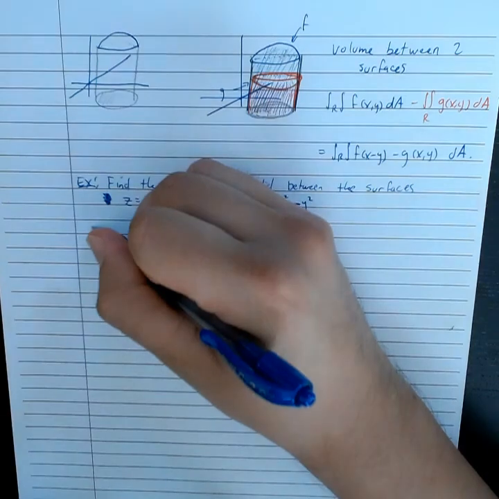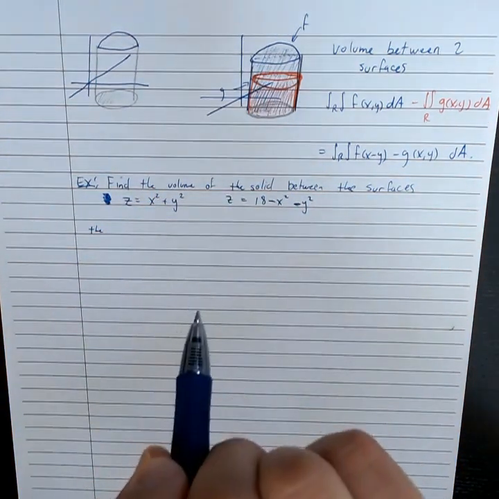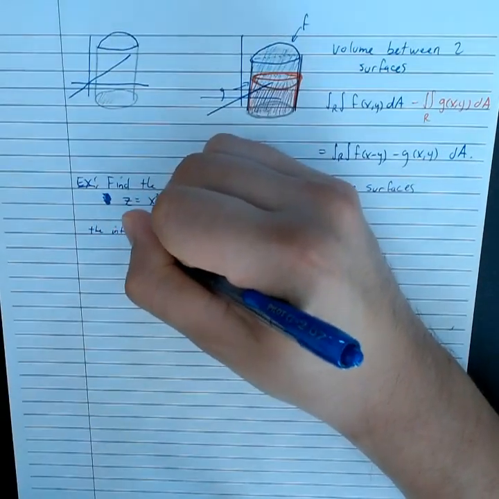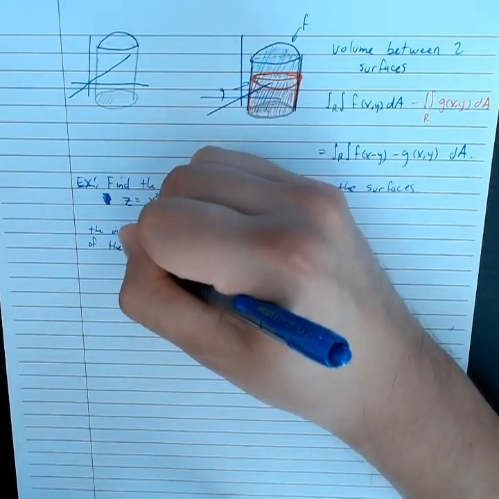Okay, so the intersection of the surfaces. Remember, when you intersect two curves, you get a point. When you intersect two surfaces, you get a curve. The intersection of the surfaces.